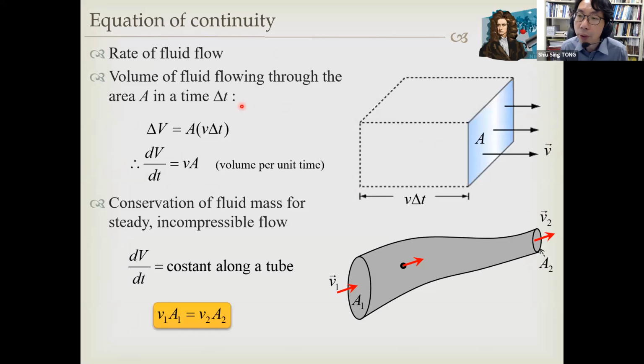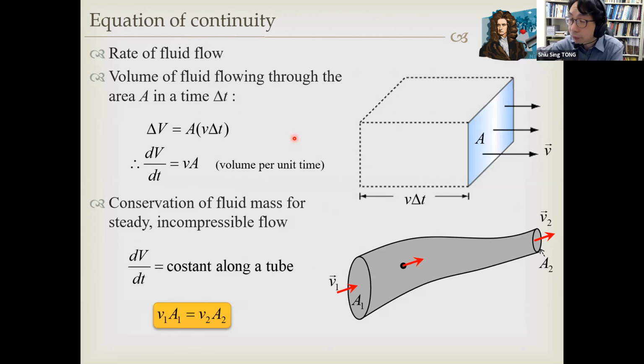Now we want to derive an important equation called the equation of continuity. It is nothing but the expression of the conservation of fluid volume in the flow. Now we assume that the fluid is incompressible, right? So the volume of fluid entering a certain pipe, for example, must be equal to the amount of fluid leaving that pipe. Is that because the volume of liquid is conserved?